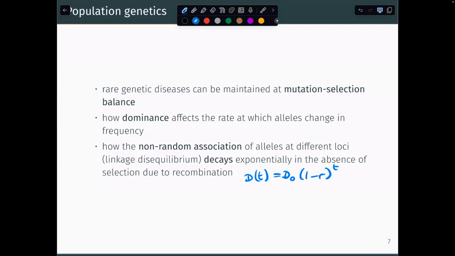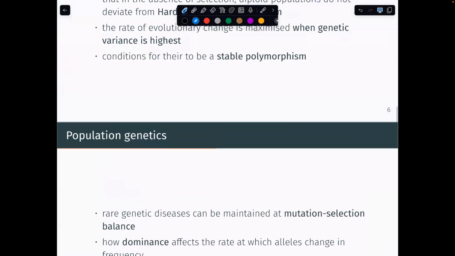Okay, any questions about population genetics before I move on? Everyone happy? Yes. For linkage disequilibrium, sometimes we set the sign of D to be positive and sometimes negative. I didn't really understand why, how we make that mistake.